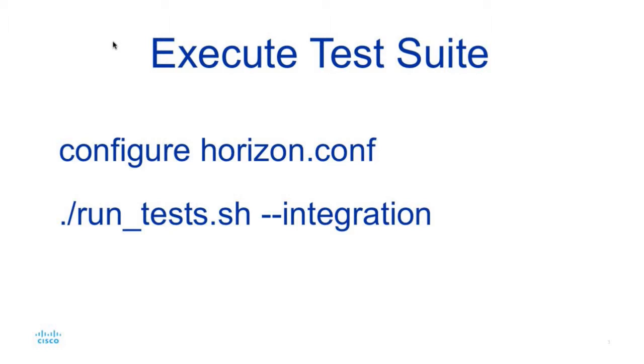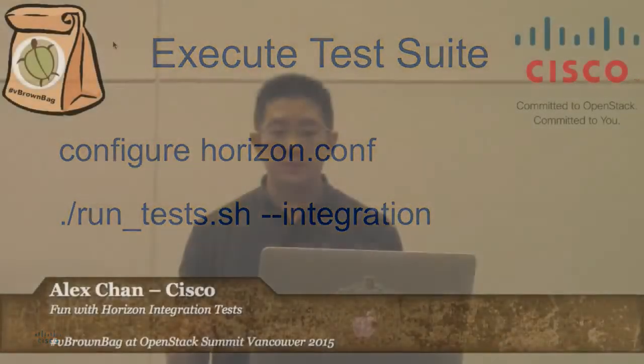Just run test.sh --integration. What this would do is create a virtual environment, download and install all the packages needed to run the test, and then execute the test suite. If I ran all the Horizon integration tests locally on my laptop right now, it would probably take about 10 to 15 minutes. Normally if this is done in a separate system, such as Jenkins or some build system, it works fine. But if you're developing tests, then it's not optimal. So you probably want to run them individually.